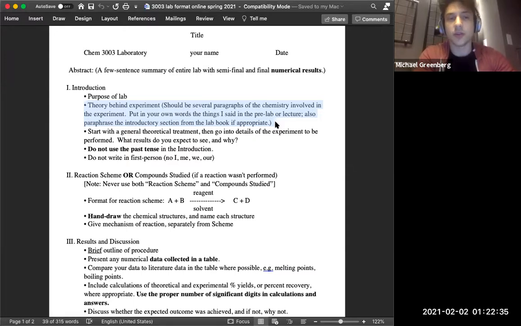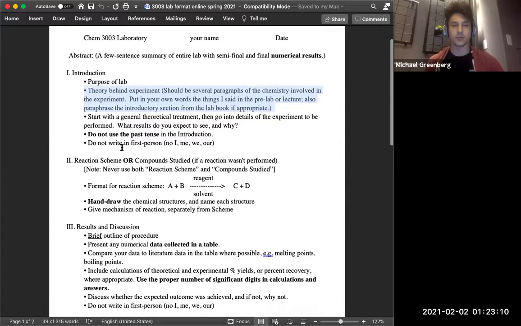For example, if you're going to talk about the purpose of the melting point lab, the purpose is that you're going to be using melting points as a way to determine the identity of unknown substances that you're synthesizing in the lab. And the theory behind the experiment goes into why objects have melting points, why the melting points are different from others, hint: intermolecular forces, and how melting points can be used to identify different compounds between each other.